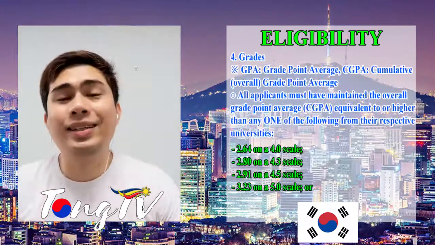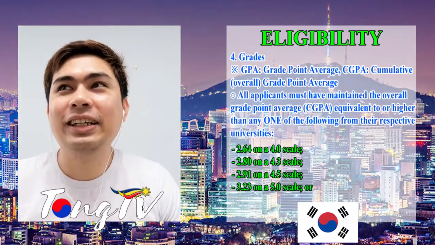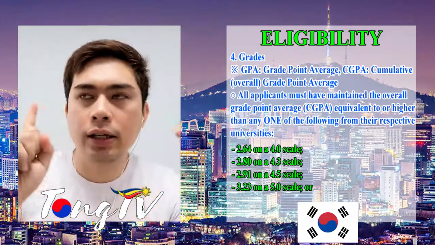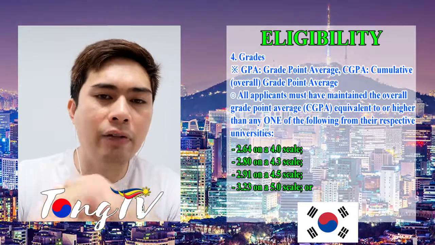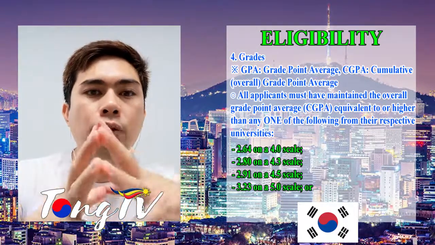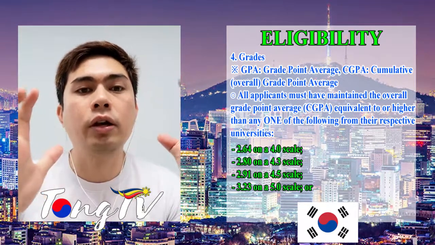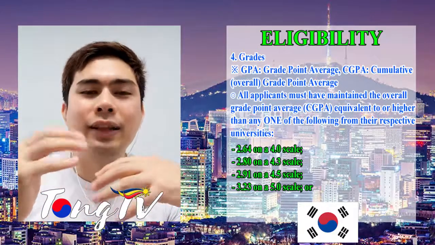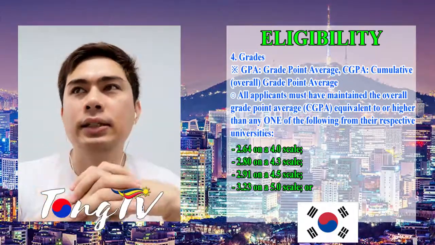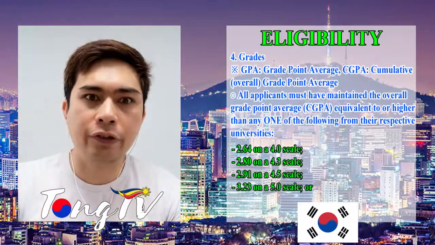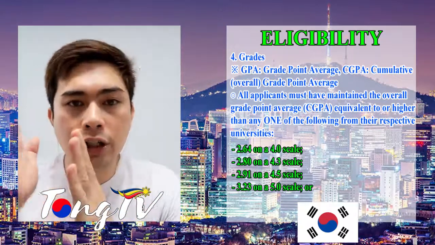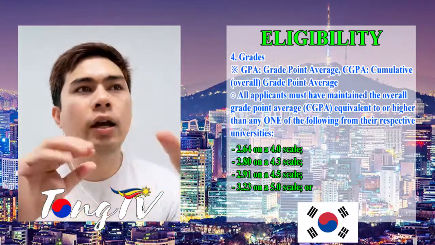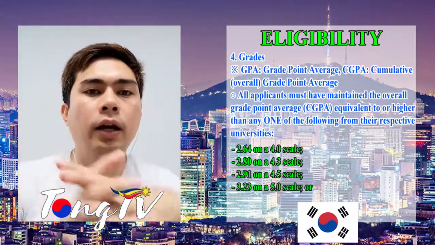Okay, the next one is the grades. Good luck to us. So the grades, we're talking about GPA and CGPA. GPA means the grade point average. This is your average grade or score for the whole semester, for one semester. But when you say CGPA, this is your cumulative grade. It means this is your overall grade from first year, first semester, up to fourth year, second semester, or whatever the system. It means the cumulative.